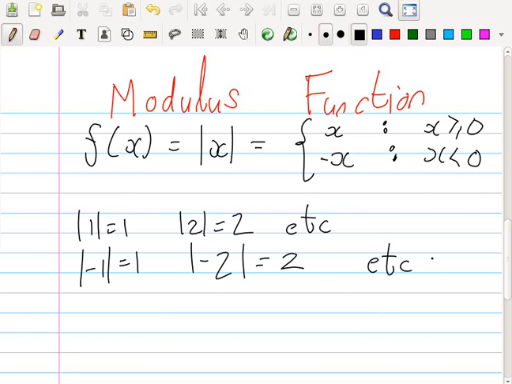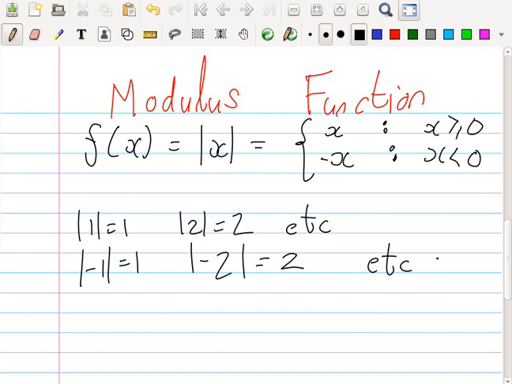What is the domain here? All real numbers. And the range? All positive real numbers including 0. Is it 1 to 1? No. Many to 1? Yes. Is it onto? No, it's not onto, because what's onto? It makes all real numbers in the range.